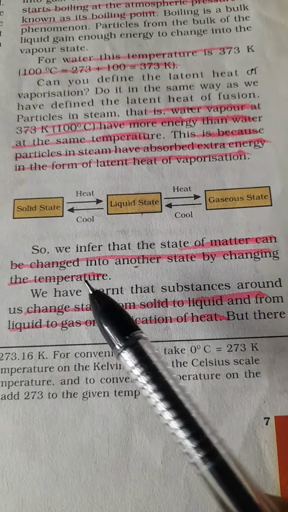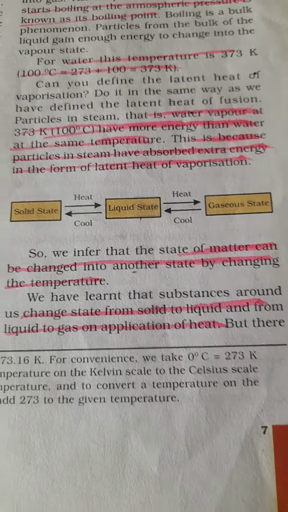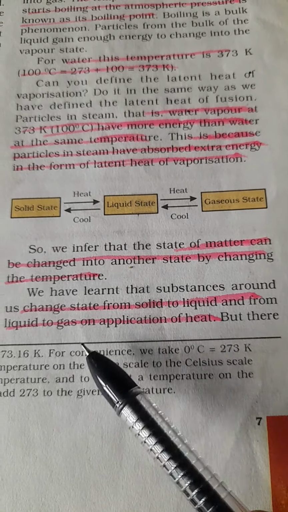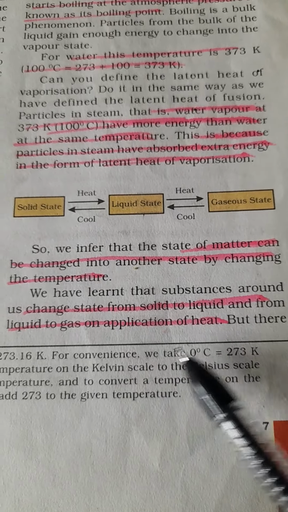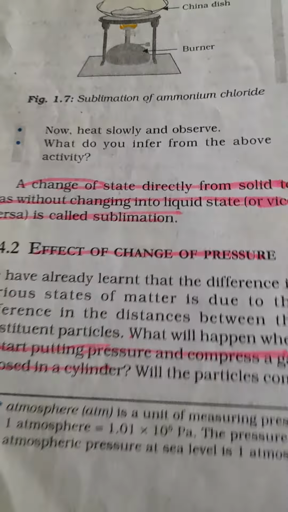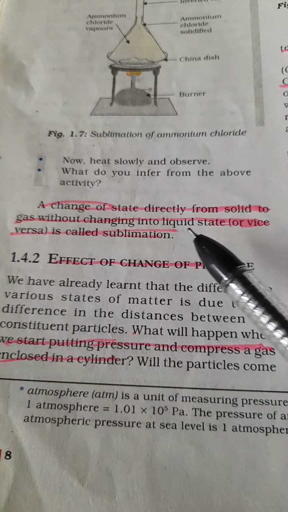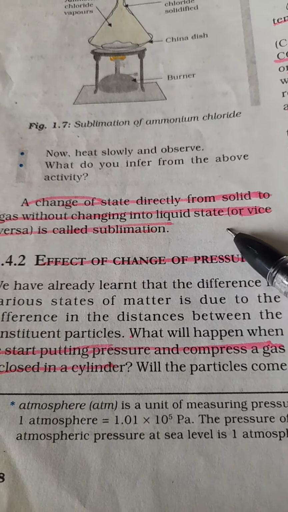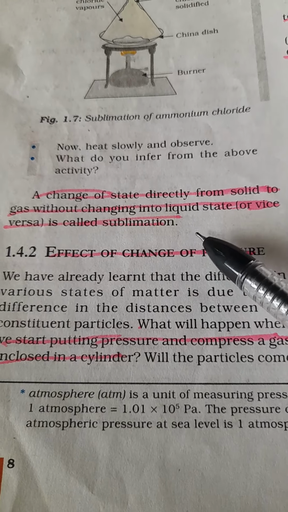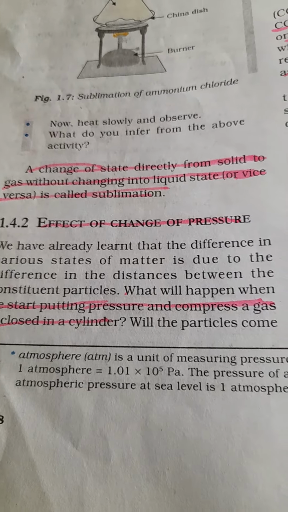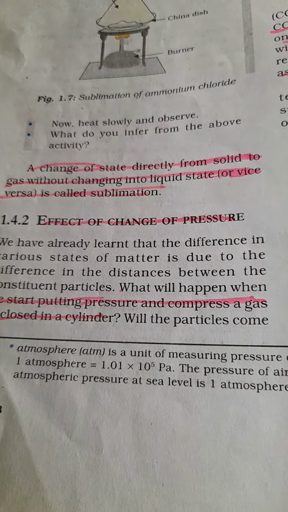So we know that matter can be changed into another state by just changing the temperature, and also you know that the substances around you can change from solid to liquid and liquid to gas on applying heat. Just remember that. Now here a change of state happens directly from solid to gas without coming into the liquid state, or vice versa. Vice versa means just the opposite. That is what we call sublimation. Remember what is sublimation? Change of state directly from solid to gas.